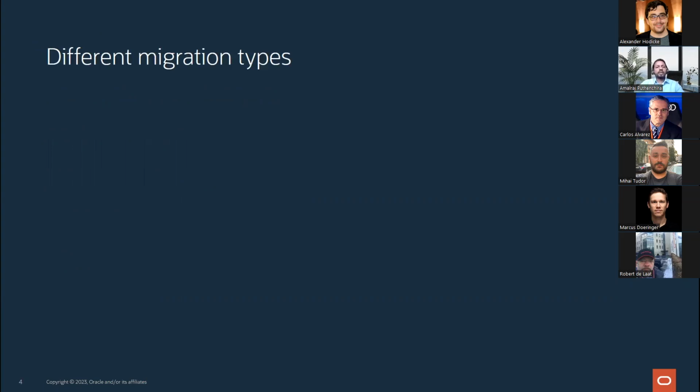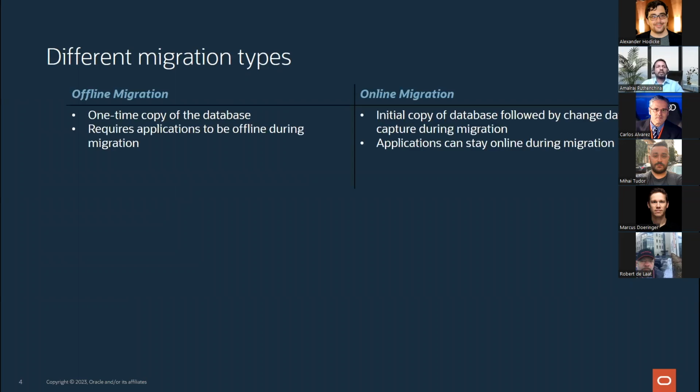So let us start with the different migration types that are available today. There is something called offline migration and online migration. In case of offline migration, we perform an initial copy of the database, and that copy can be a logical copy or a physical copy. Once you do that copy, we transfer that one-time copy to the target database, and then you restore it there. And for the entire duration of this exercise, that is offline migration, your application has to be offline. That means it needs more downtime.